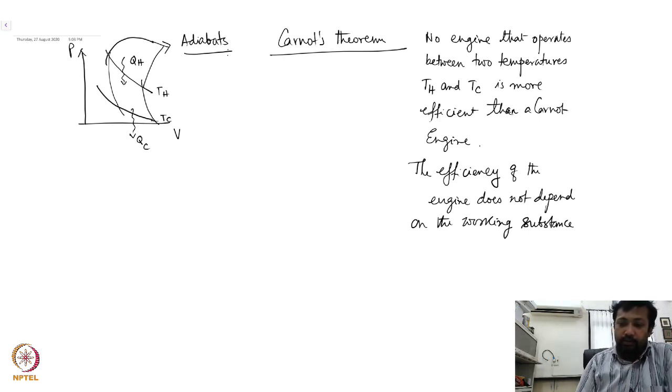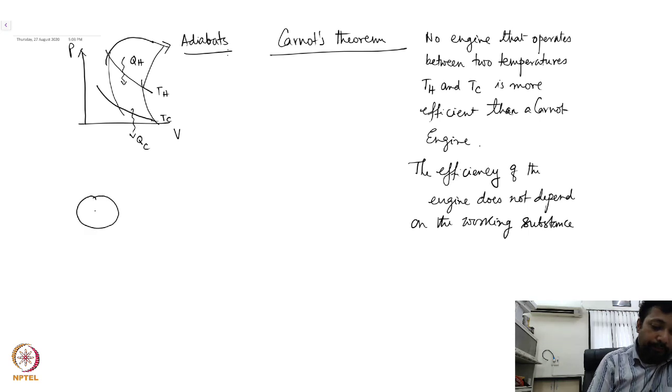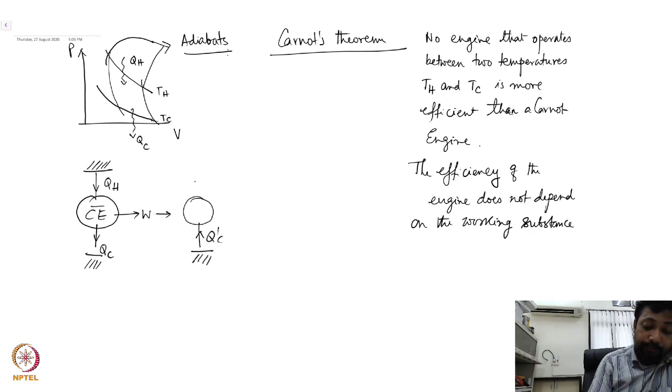So once I have that, let's see if I can prove it. What I will do over here is take a non-Carnot engine, which is standard in the sense it extracts an amount of QH heat, dumps a QC amount of heat, and does a work W. This is your hot and this is your cold, and that work is used to run a refrigerator which extracts an amount of heat QC prime and dumps an amount of heat QH prime to the hot reservoir.